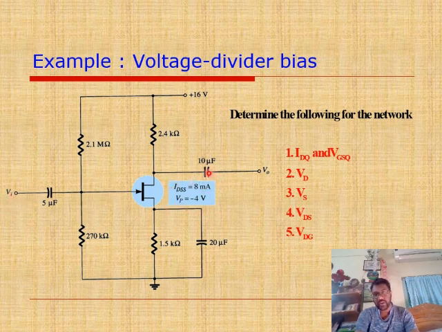The only defined parameters of the JFET are IDSS of 8 milliampere and pinch off voltage of minus 4 volt. That means at minus 4 volt, 8 milliampere of current will flow through this JFET. And you have to find out different parameters: IDQ, VGSQ, VP, VD, VS, VDS, VDG.